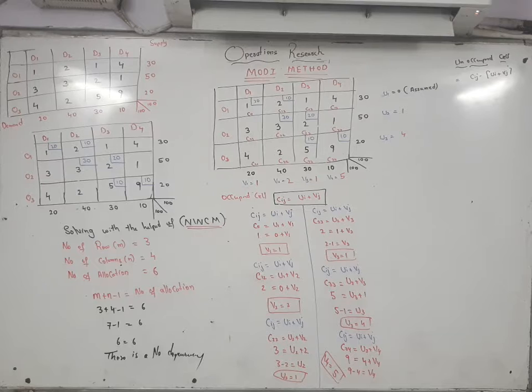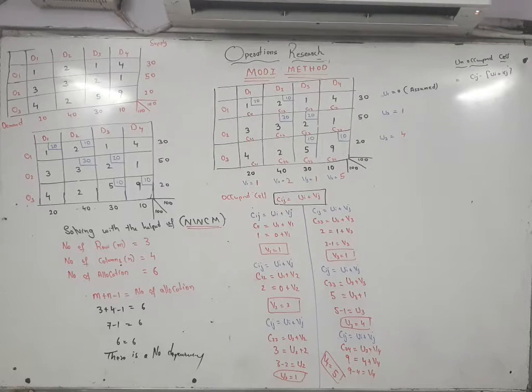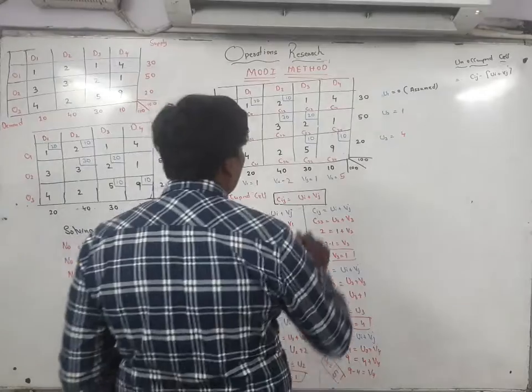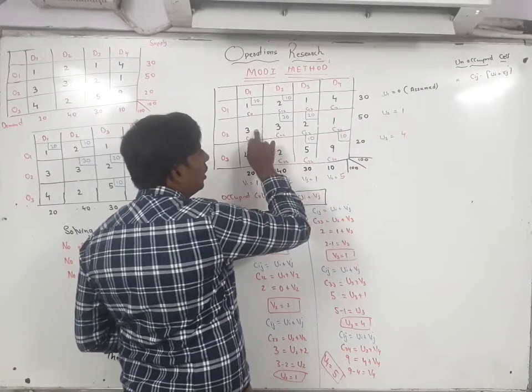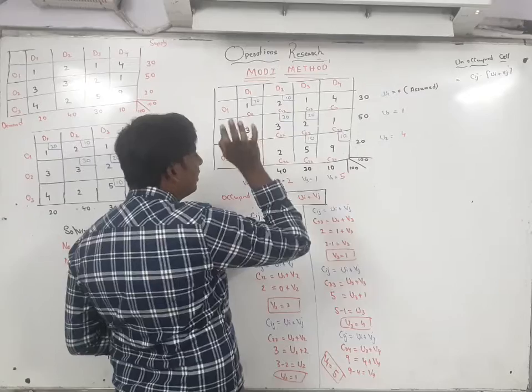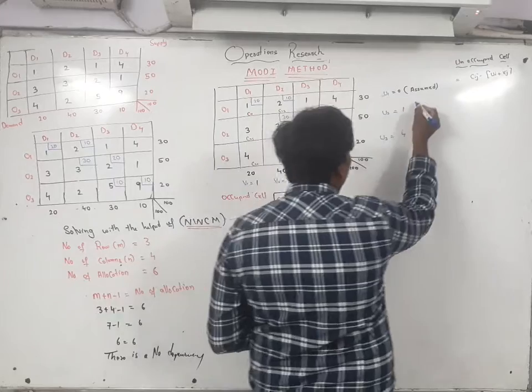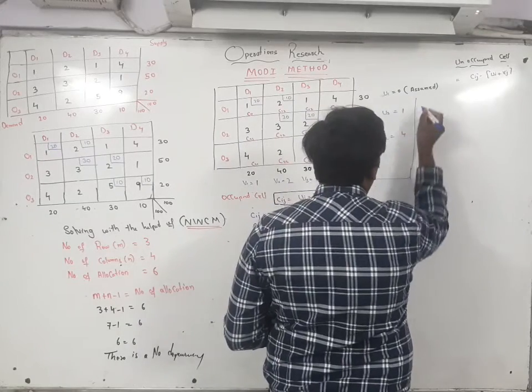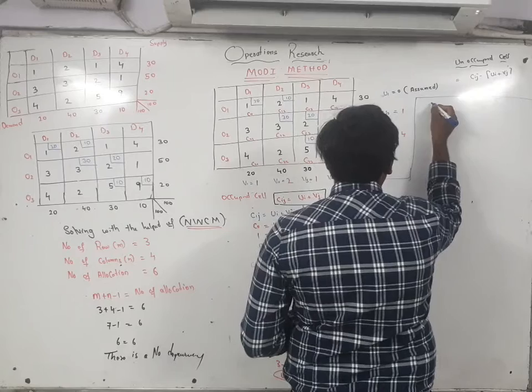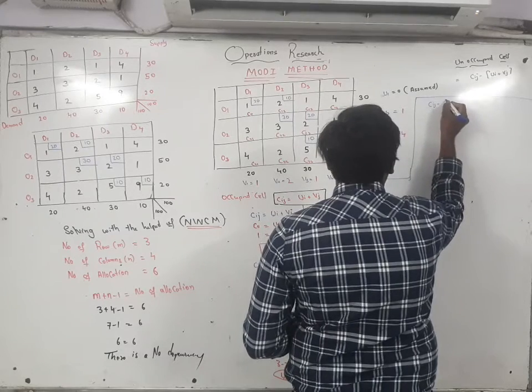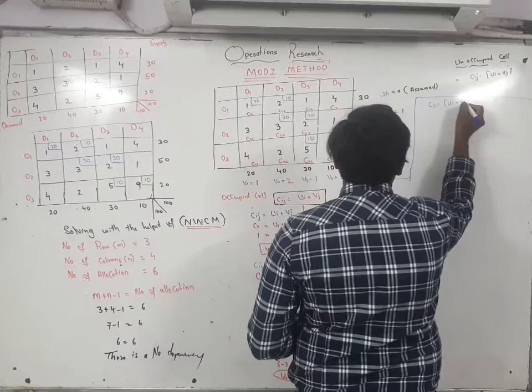As you can see, how many occupied cells are there? 6 cells are there. For unoccupied, how many cells are there? You have to find out. How many unoccupied cells are there here? 1, 2, 3, 4, 5, 6. So again I will write down that formula only. For the unoccupied cell, the first one is Cij minus ui plus vj.